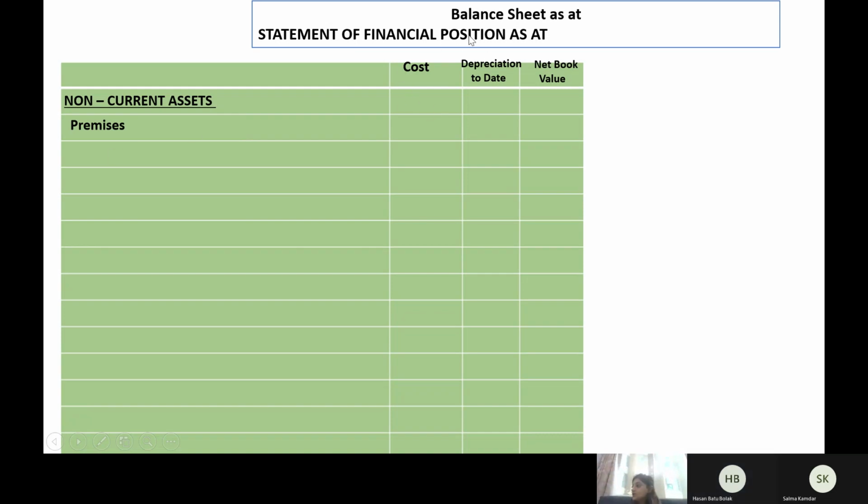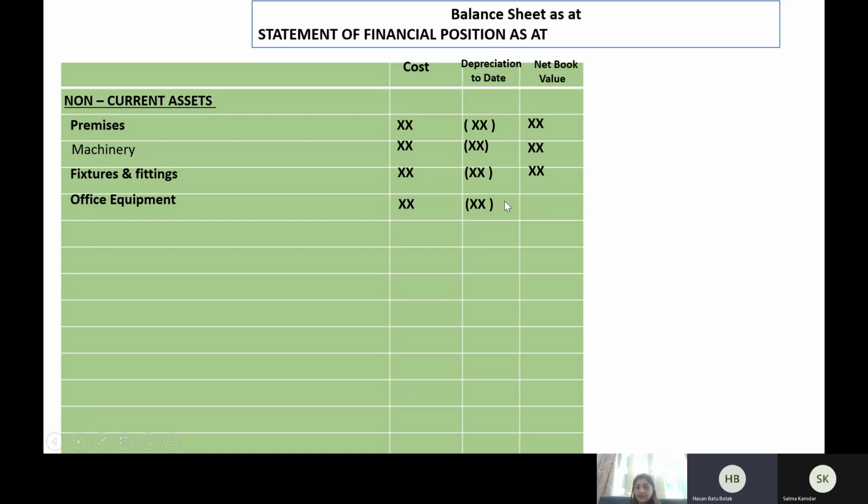Whatever will be the cost of the asset will come in the cost column. When I say depreciation to date, it means the accumulated depreciation is subtracted from the cost and you get the net book value. Then for your other assets, subtract the depreciation to date, you get the net book value. Then again for other assets, subtract the depreciation to date to get the net book value.